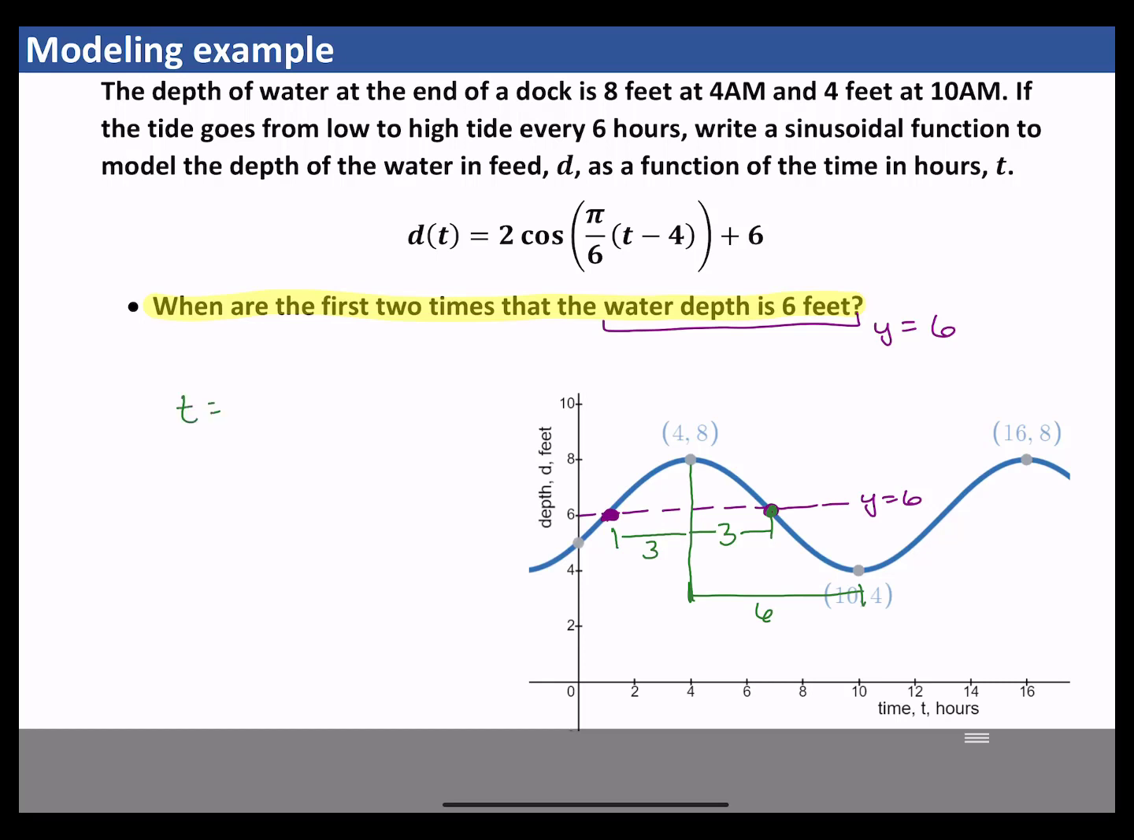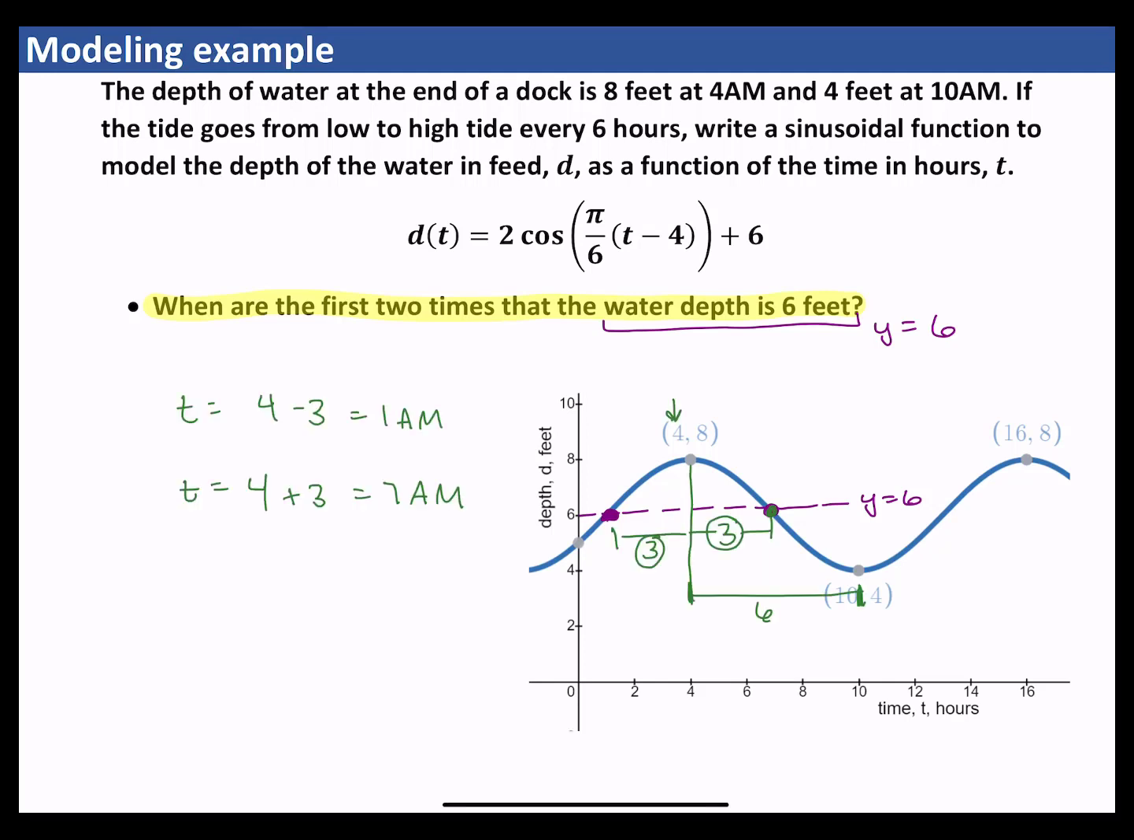So the times when the water depth is 6 feet are going to be 4 minus 3 hours, so 1 a.m., and the maximum time, 4 o'clock, plus 3 hours, which would give us 7 a.m. And again, we got 3 because that was half the distance, or half the time rather, between when the water was at a maximum height and when the water was at a minimum height.